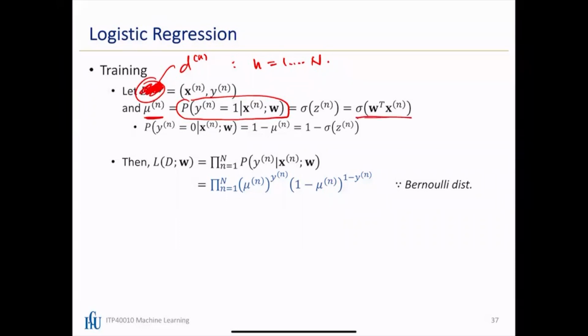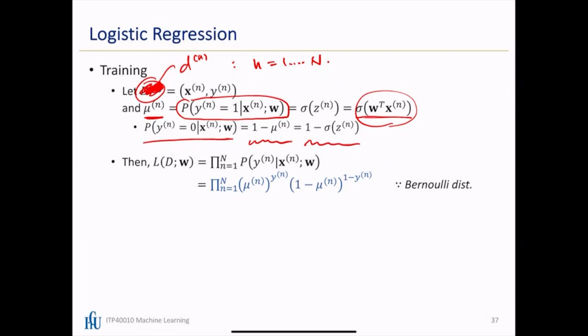And since this is a probabilistic value coming from the sigmoid function, we can also write down this notation. On the other hand, like we discussed, p of y equals 0 can be computed using p of y equals 1. So they are complementary relations, so we can simply say 1 minus mu superscript n. And that is again equivalent to 1 minus sigmoid.